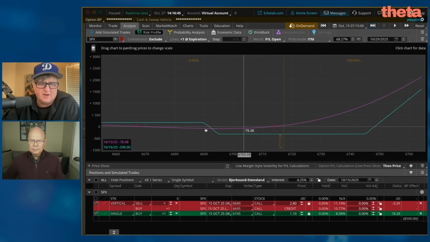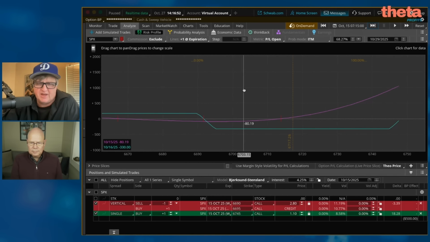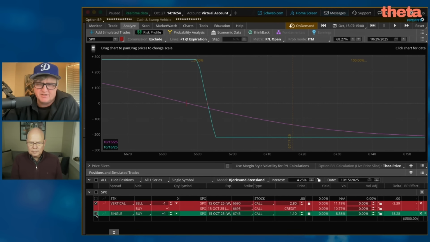So we could just get out of it. At this point, I would have gotten out of this because clearly I was wrong. But what's important to realize is that if we didn't have that hedge on, let's just remove the hedge and see where we would be. We'd be down like $140 here.